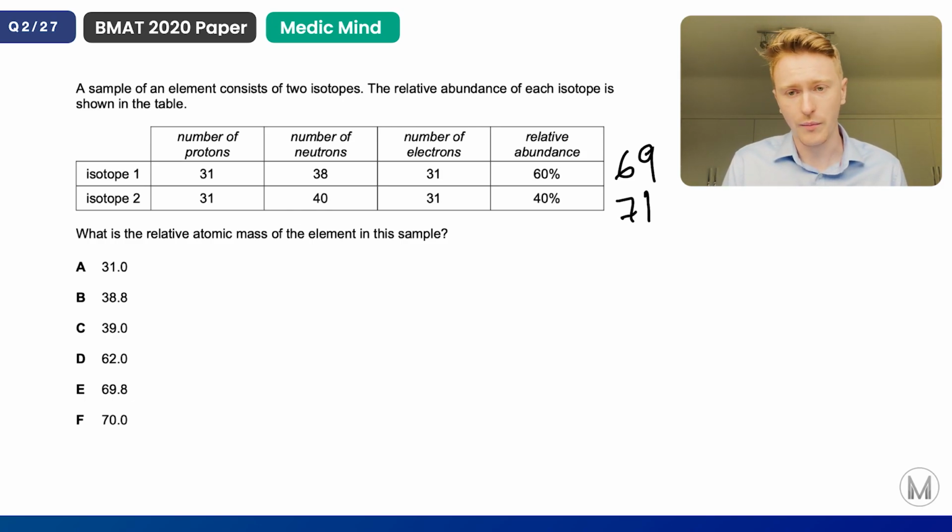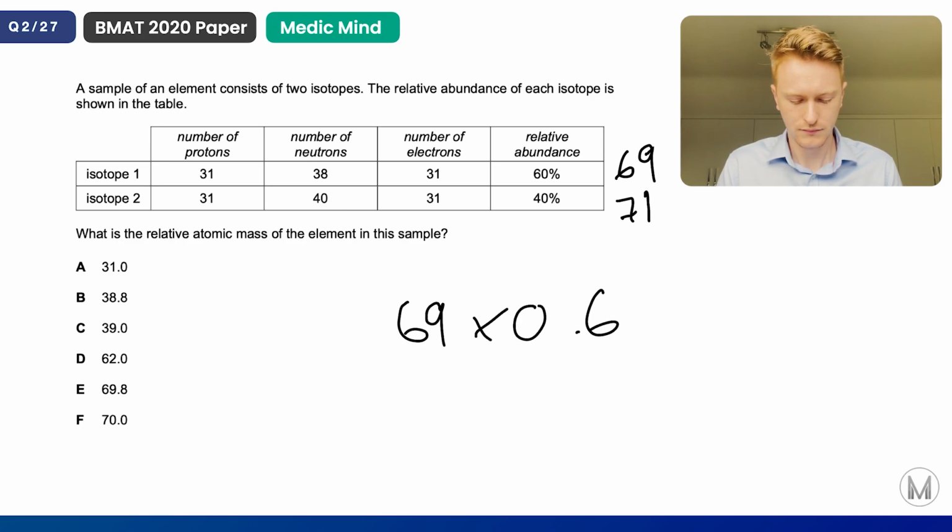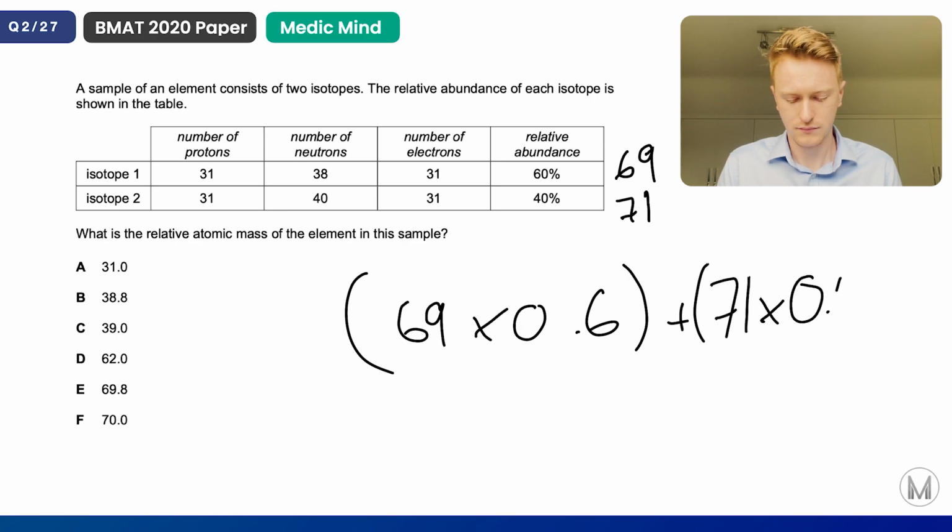Now hopefully you can see from this, we now have to weight it by its abundance in the environment. So to calculate the relative atomic mass, we have to do 69 multiplied by 0.6, because it's 60%, plus 71 multiplied by 0.4. So I'm going to write that calculation down on the screen. Now, when you calculate this all through, you get the answer of 69.8, which matches with our answer of E.